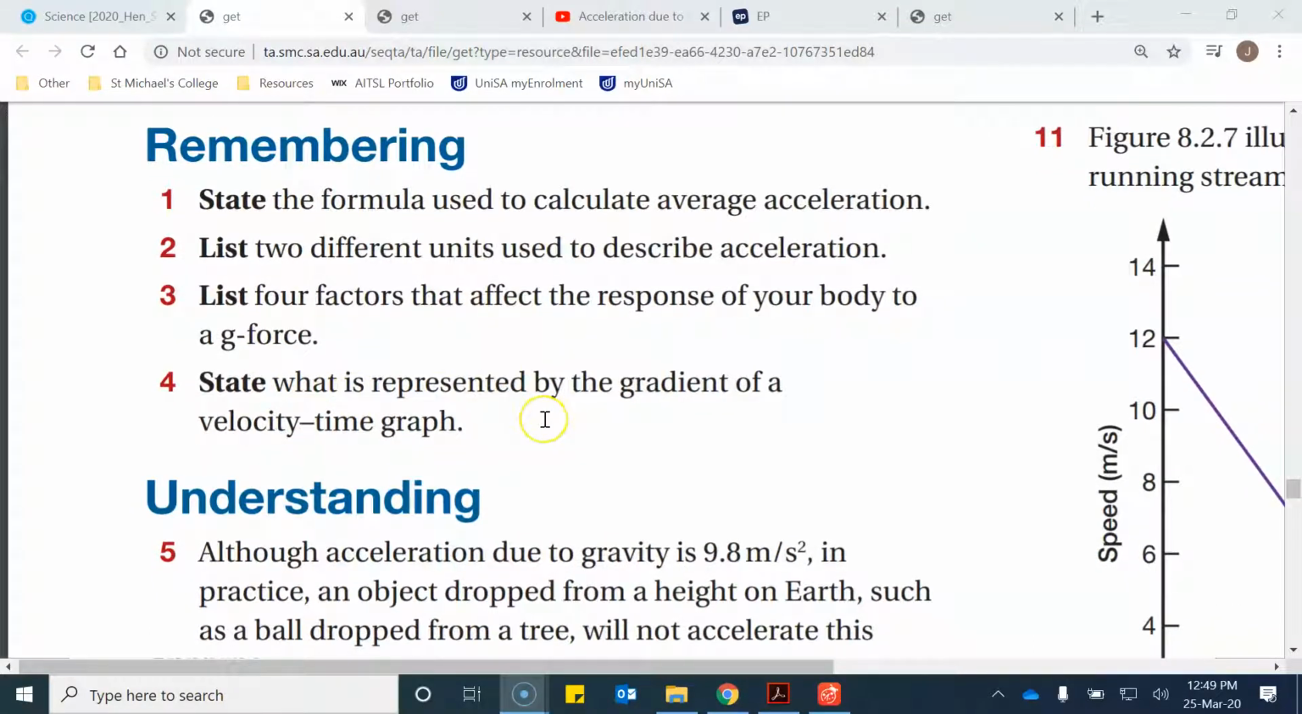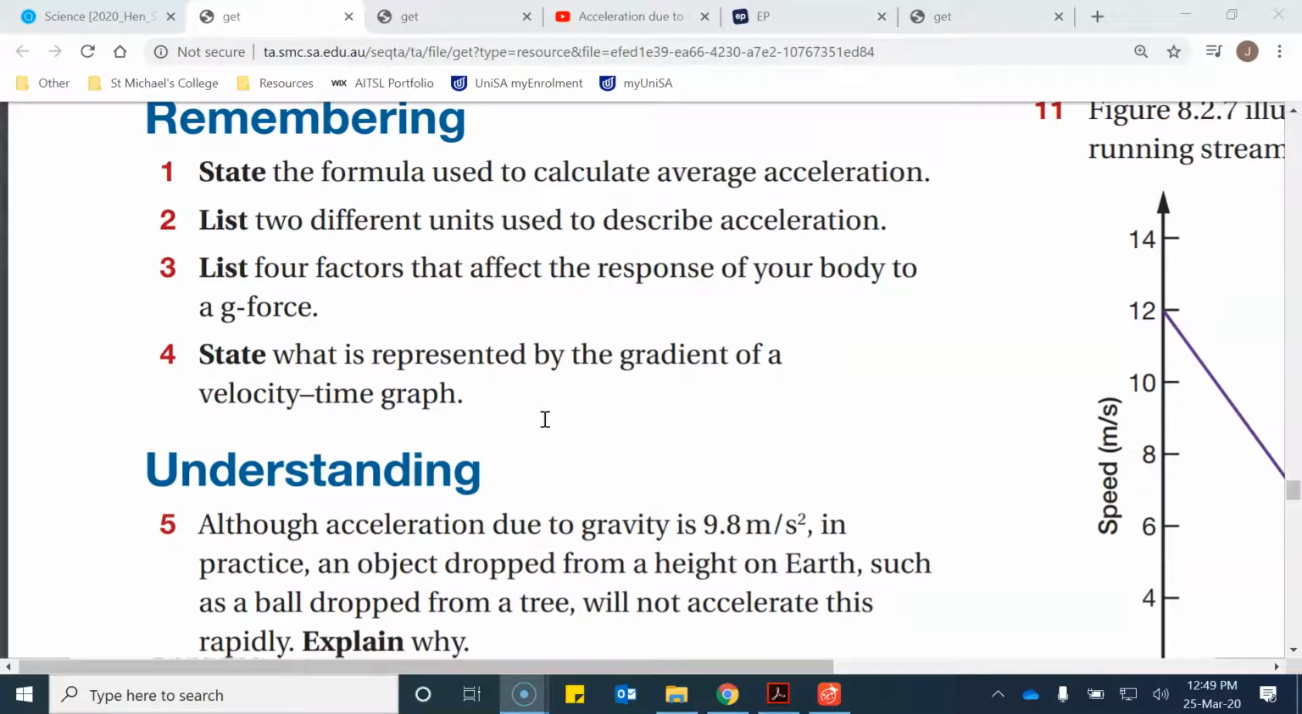State what is represented by the gradient of a velocity versus time graph. We spoke about this before. The gradient tells you the acceleration, because essentially a velocity versus time graph is showing you some type of change in velocity over change in time.